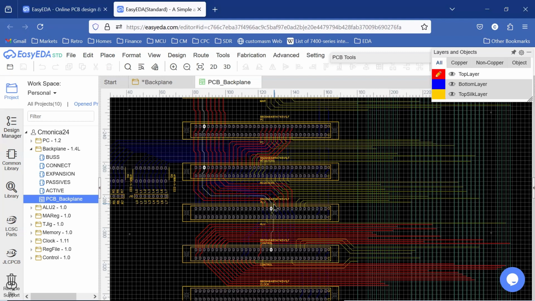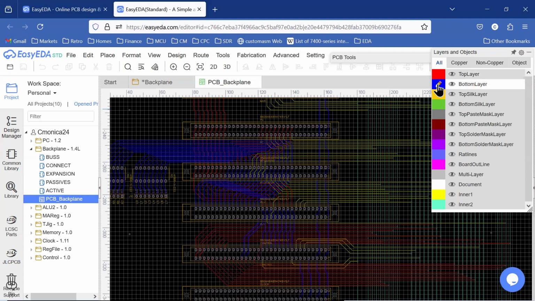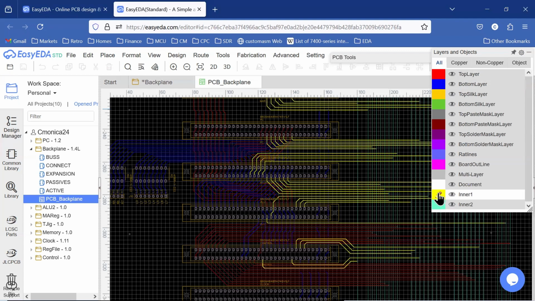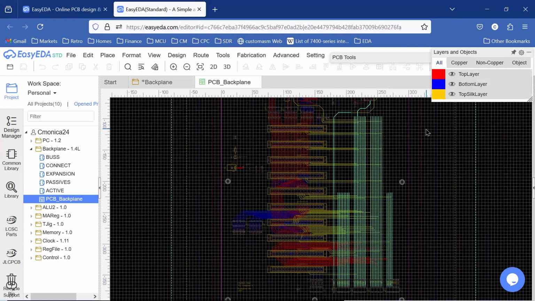There's no way I could do the routing with a two-layer PC board, which is what we've been using for all of our other cards. So I in fact had to go to a four layer card for the backplane. So we can see that we have our top layer, we have our bottom layer, we have our inner layer one and inner layer two. So that's pretty much what I had to do to be able to get the routing completed.